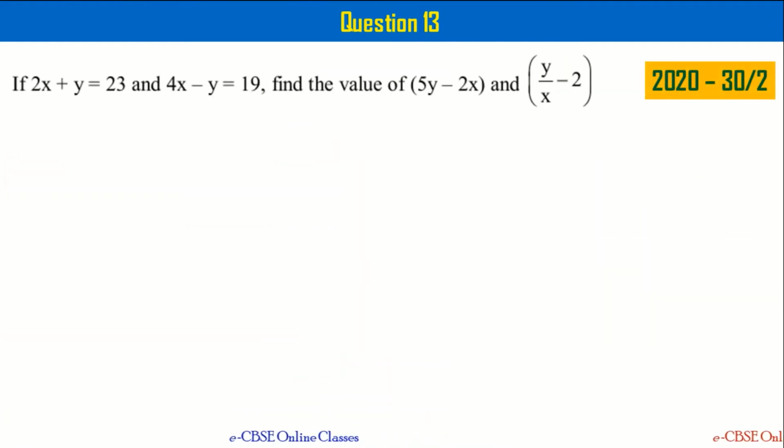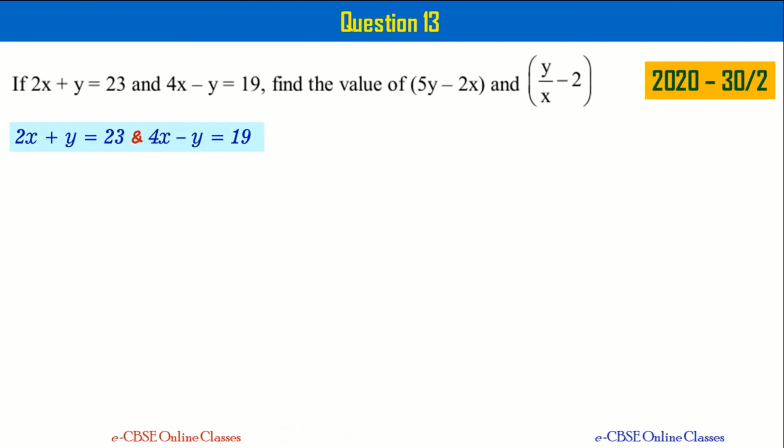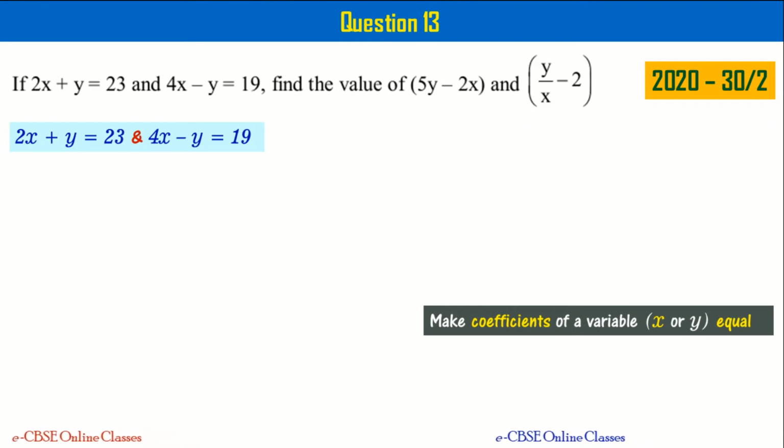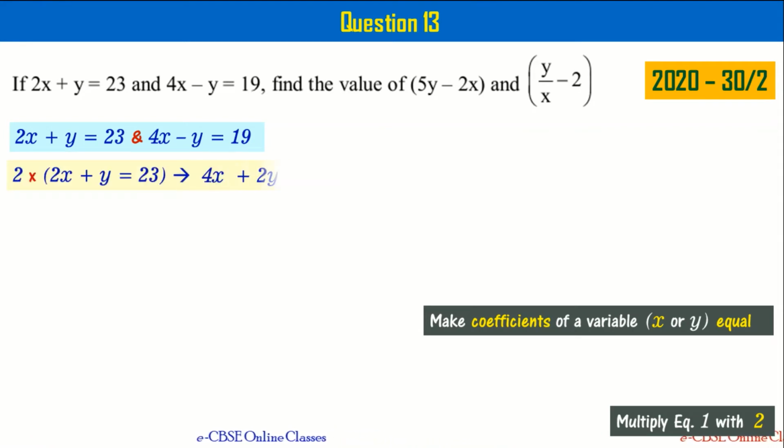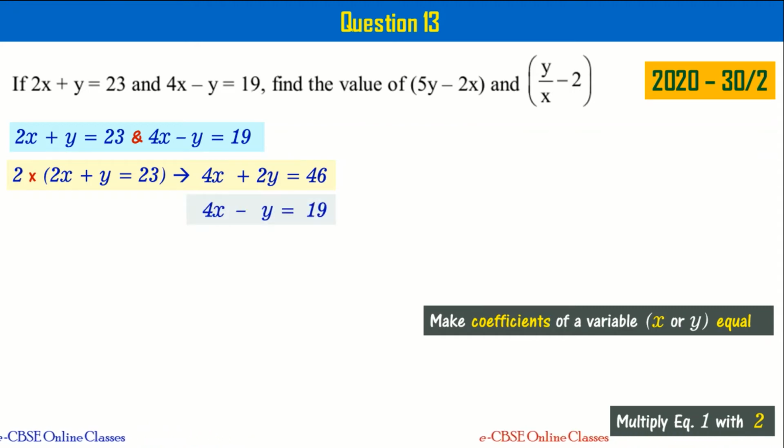If 2x plus y equal to 23 and 4x minus y equal to 19, find the values of 5y minus 2x and y by x minus 2. We are going to solve these two equations using the elimination method. I'm going to make the coefficients of x equal here. To do that, I'm going to multiply equation number 1 with 2, such that we get 4x plus 2y equal to 46, and write the second equation as is. As you see here, 4 is common across. That's what we have done in the first step.